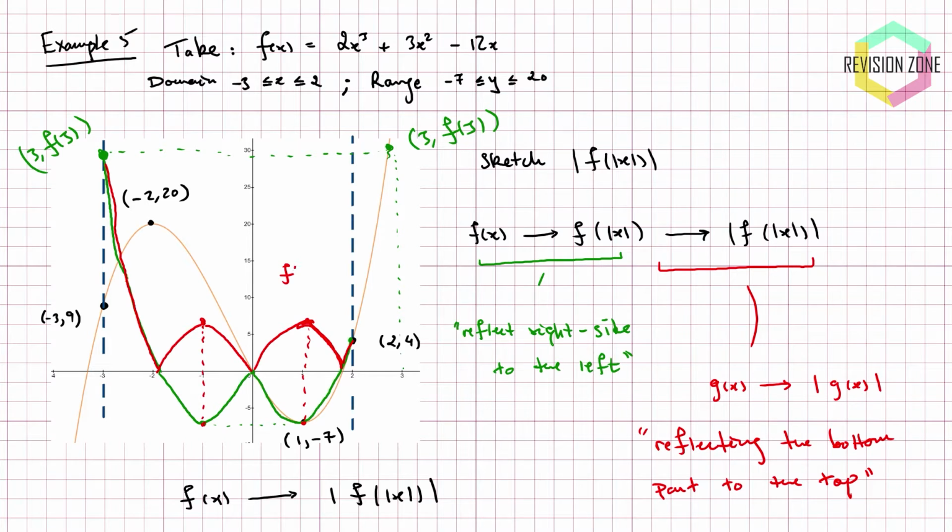So the graph I now end up with is precisely the graph that I was seeking in the first place. So I hope that was quite straightforward, and I hope you would agree that thinking of this like this is so much easier as opposed to looking at technical formulas and then reflecting particular branches one at a time. So let's take a look at the next example.